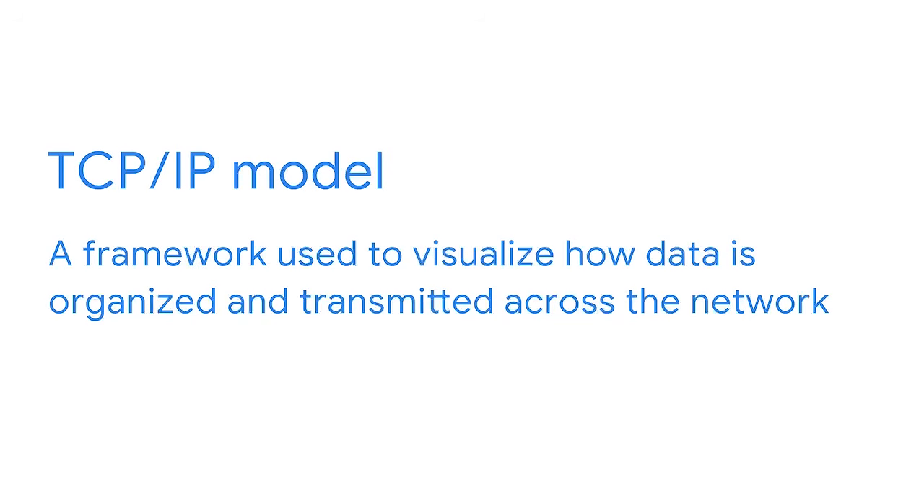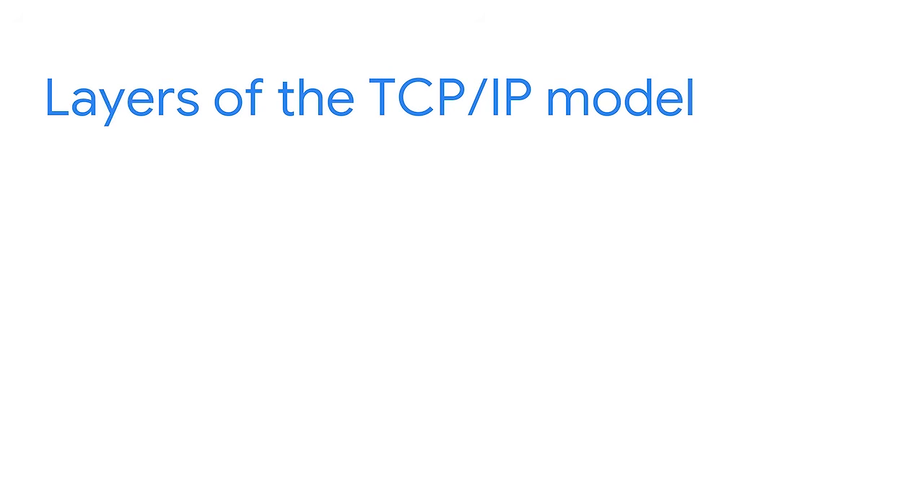Now that we've discussed the structure of a network and how communications takes place, it's important for you to know how the security professionals identify problems that might arise. The TCP/IP model is a framework that is used to visualize how data is organized and transmitted across the network. The TCP/IP model has 4 layers.